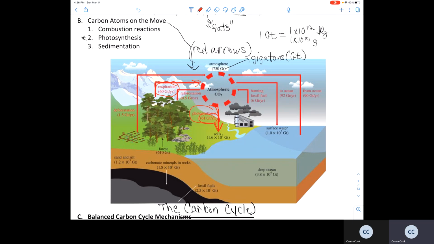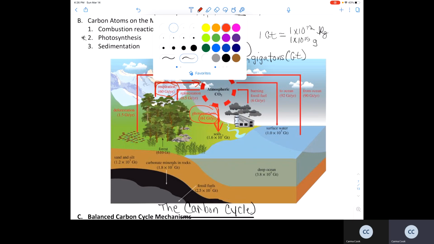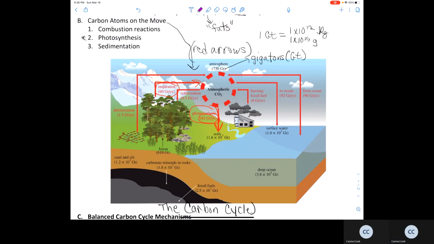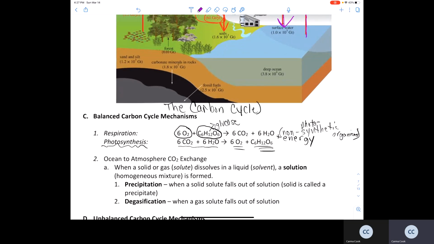And then you have the exchange of CO2 between the atmosphere and the ocean. And so CO2 moves from the atmosphere to the surface waters and oceans at a rate of about 92 gigatons per year. And then that CO2 is dissolved in the surface water. And through evaporation, the CO2 moves from the surface waters and oceans back up into the atmosphere at a rate of about 90 gigatons per year. So those two processes pretty much balance each other out as well. So that's called the ocean to atmosphere CO2 exchange.